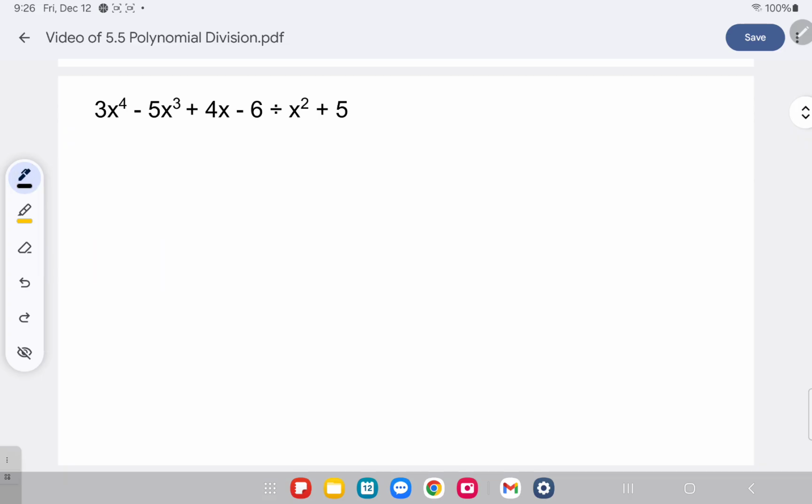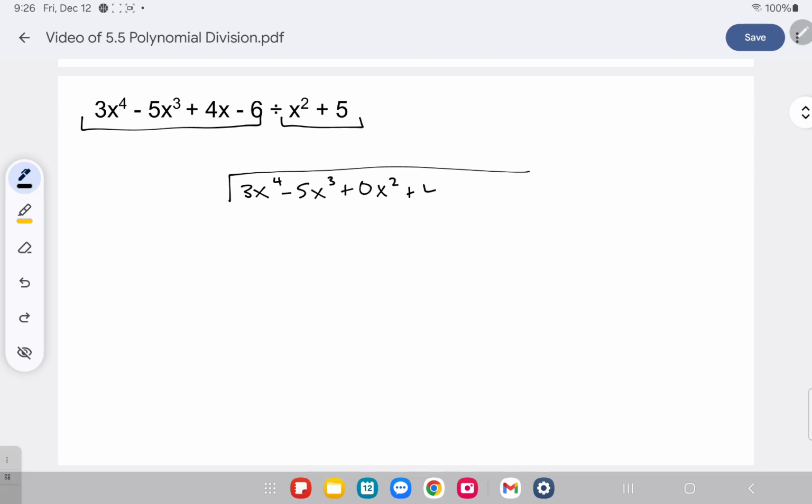So another one, similar. Here's my dividend, here's my divisor. When we set up our dividend, I notice that there's no x squared term, so I'm going to put a 0x squared there. And then in our divisor, there's no x term. It's not necessary to put a 0 out here, but I do think it's helpful.